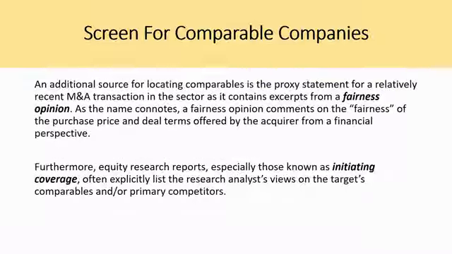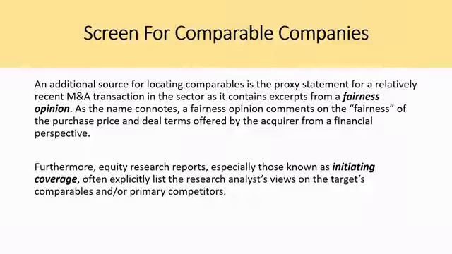An additional source for locating comparables is in the proxy statement for a relatively recent M&A transaction in the sector, as it contains excerpts from a fairness opinion, an FA. As the name connotes, a fairness opinion comments on the fairness of the purchase price and the deal terms offered by the acquirer from a financial perspective. Furthermore, equity research reports, especially those known as initiating coverage, often explicitly list the research analyst's views on the target's comparables and/or primary competitors. So there are a lot of different sources to determine what the comparable companies are.